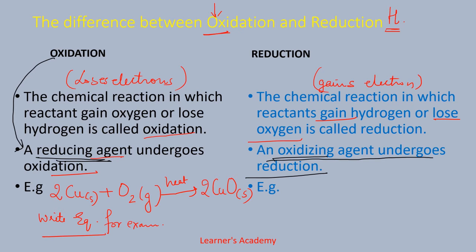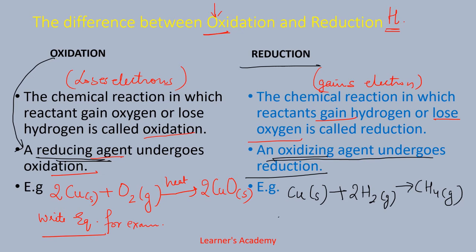Now the example. So let me give you an example of a reduction reaction. For example, we'll take copper, which is solid. It will add with hydrogen, which is gas, and we'll get methane, CH4, which is also a gas. This is a reduction reaction. It's very, very important to write the equation. I keep on telling, write all equations. It's very important. Now let's move on to the next difference.